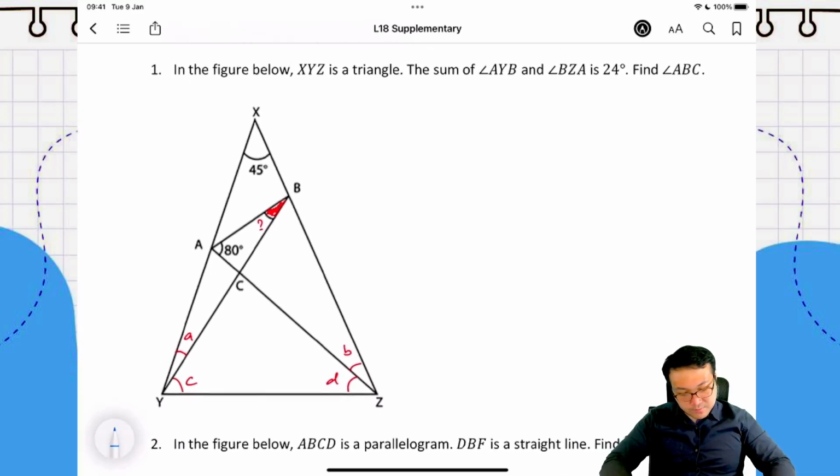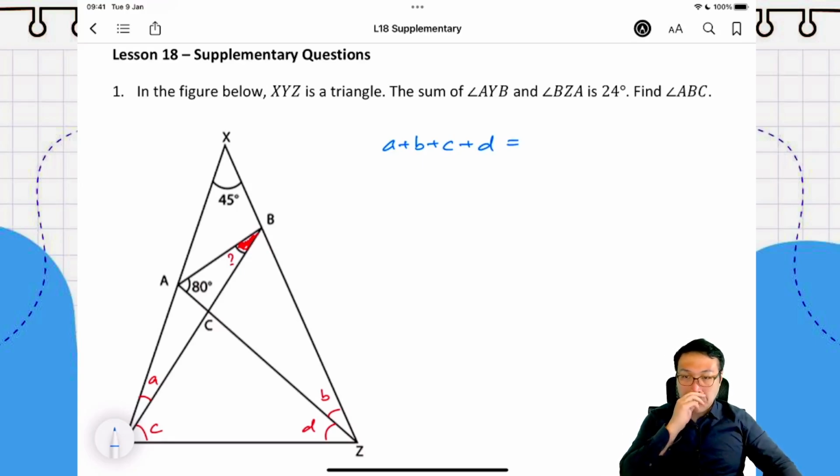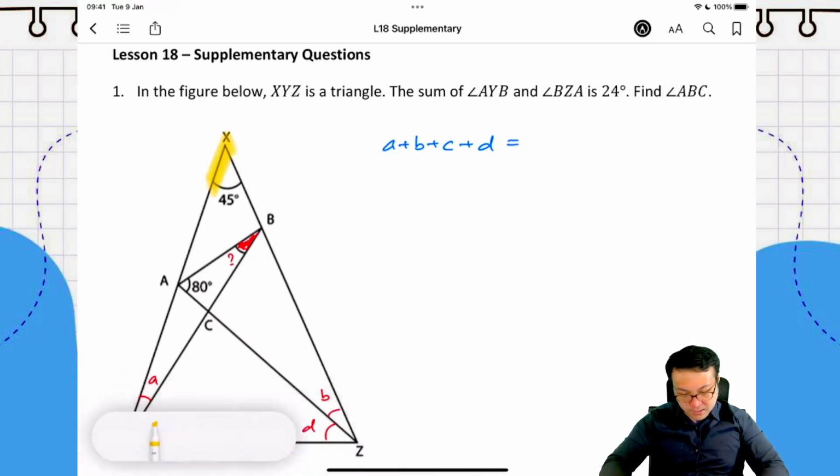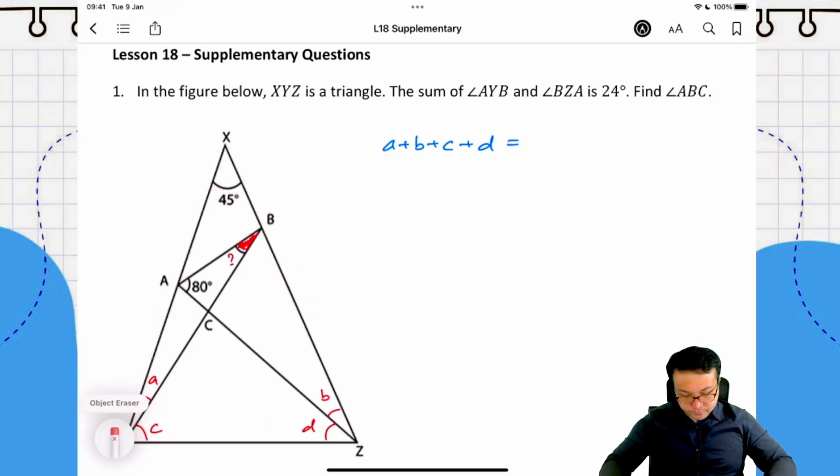Can you tell me, Embriel, what is the sum of angle A plus B plus C plus D? Do you know? 24. Sorry, say again. How do I find A, B, C, D? Okay, you look at the big triangle. Big triangle here. What's the total sum of angles in a triangle? 180. So how do I find A, B, C, D? 49. Yes.